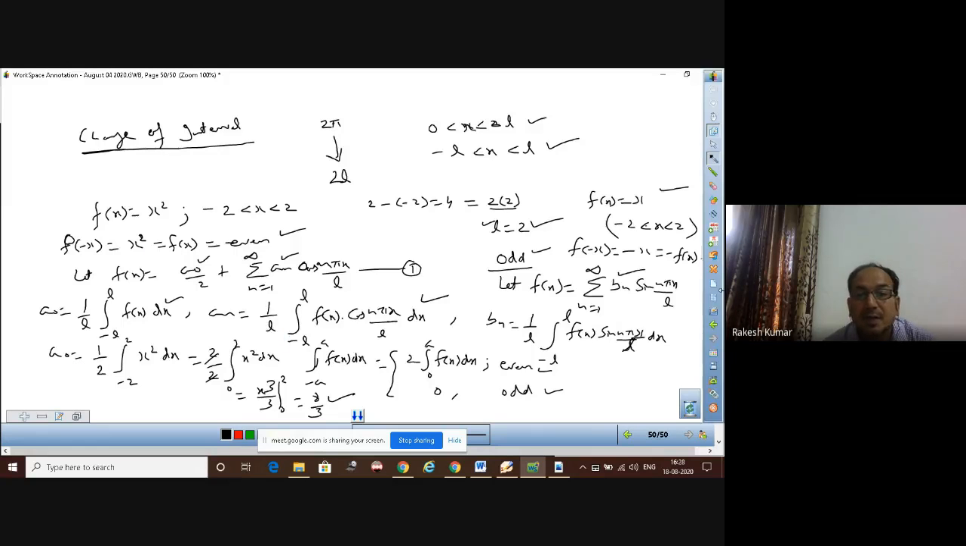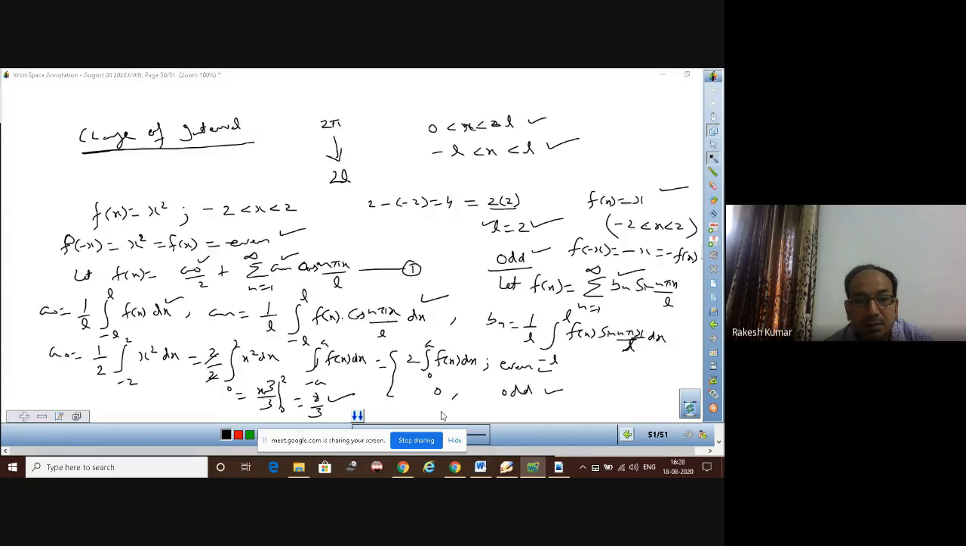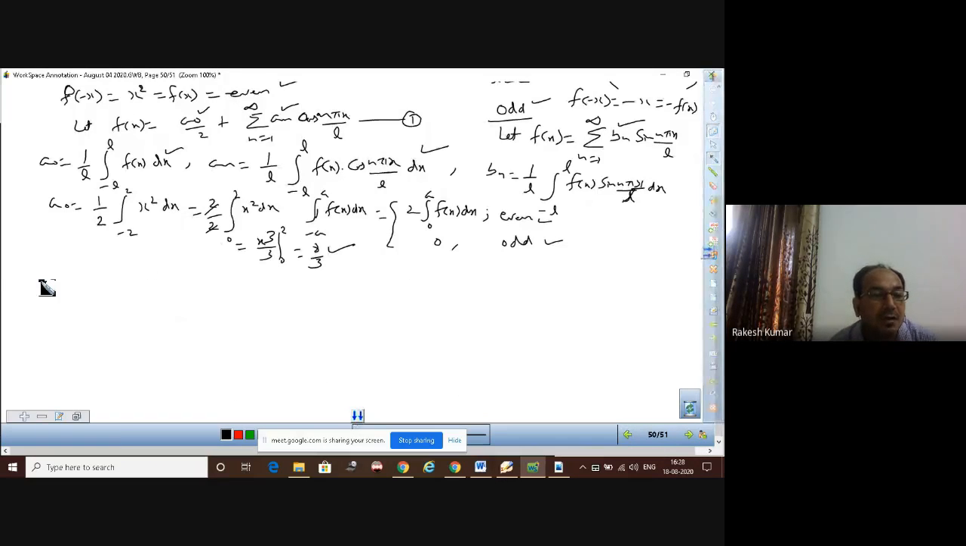Now we can find out the value of the second Euler constant. Sorry, this should be an. Let's find out the value of an, that is 1 over 2, the integral from minus 2 to 2 of f of x, that is x square, cos of n pi x over 2 dx.